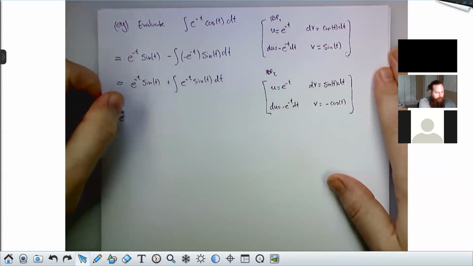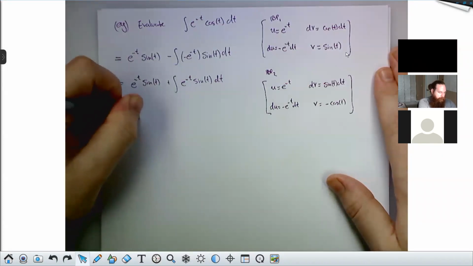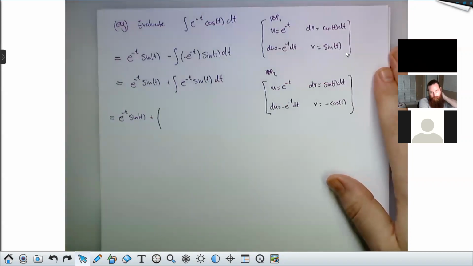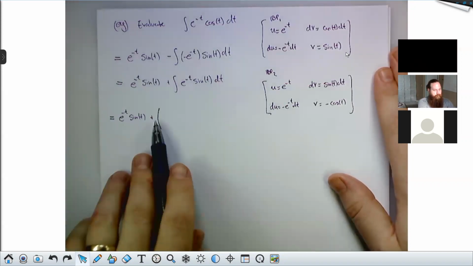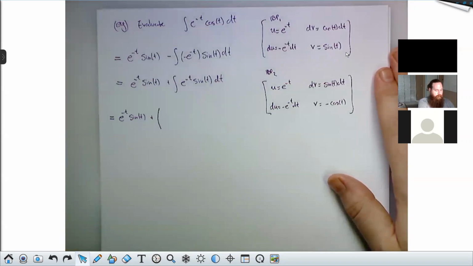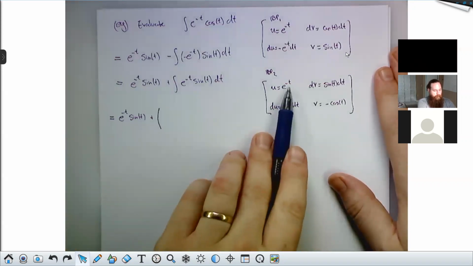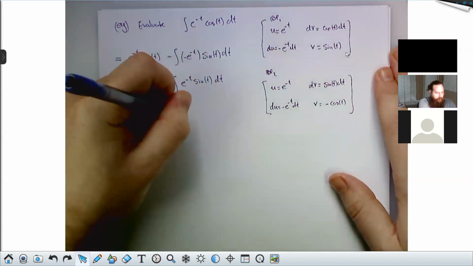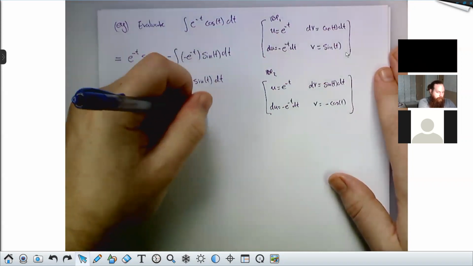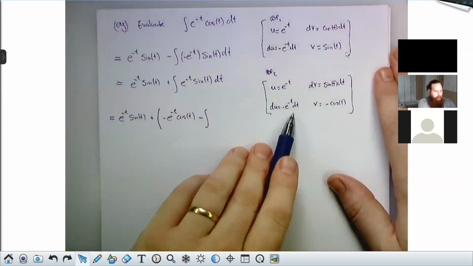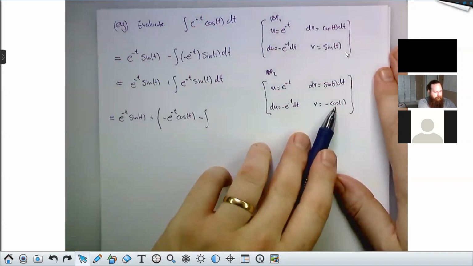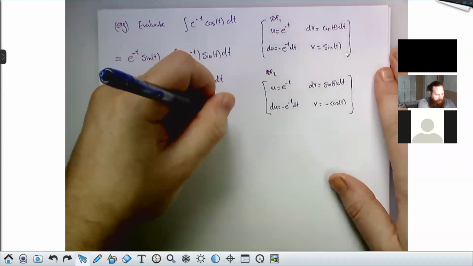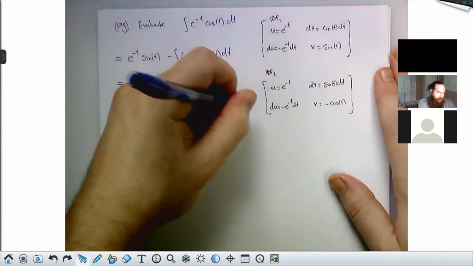I have the e to the negative t sine t out front, coming along for the ride, plus, now I'm going to replace this integral by its IBP equivalent, and I always like to put that in parentheses, even if there isn't something there, just to remind myself that that's an important habit. u times v, that's negative e to the negative t cos t minus the integral of v times du. Well, here this is negative and this is negative, so that will be positive e to the negative t cos t dt.